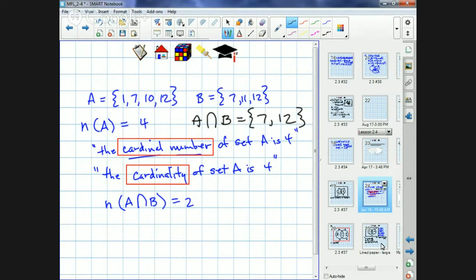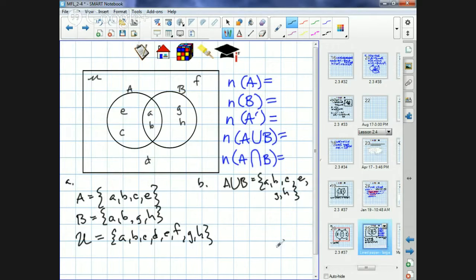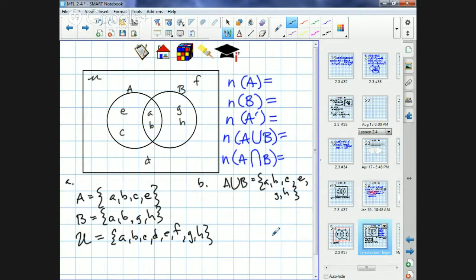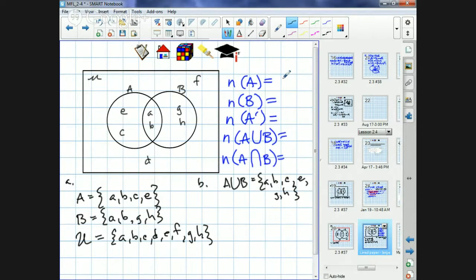Okay, now let's practice this a little bit. I've got a picture here with a universal set and then set A and set B. What would you say is the answer to this top one here? What's the number of elements in set A? It would be A, B, C, and E. That's correct. So what's the count?